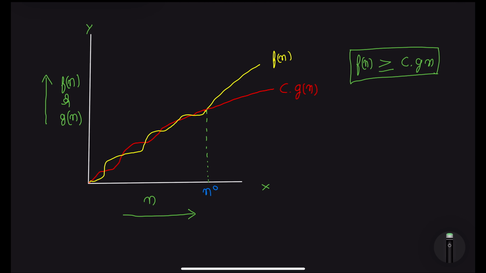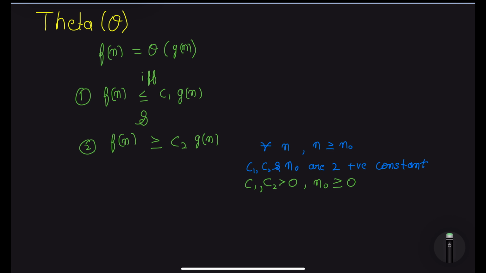If you see at a certain point, which is n naught, represented here, after this point f(n) will always be greater than c into g(n). If this condition is satisfied for any value greater than n naught, then we can say f(n) is omega of g(n). We will be doing multiple examples to understand the concept of both omega and theta. So we have theta as the next topic. Let's cover theta first, then we can do questions for both omega and theta, so we can get a better understanding of both through examples.